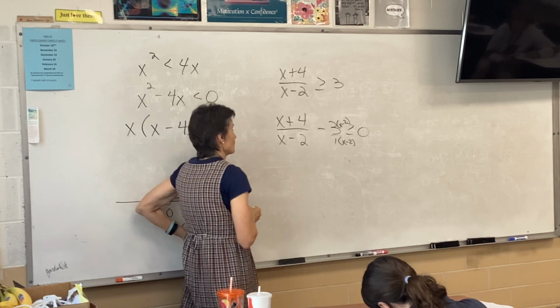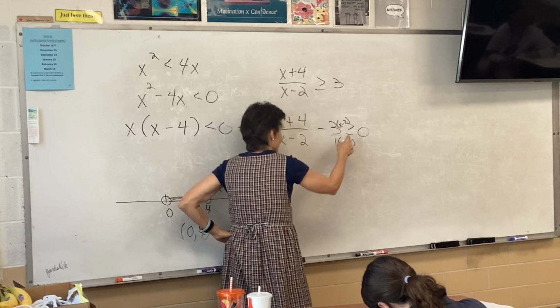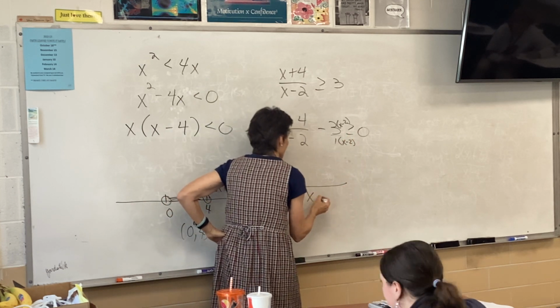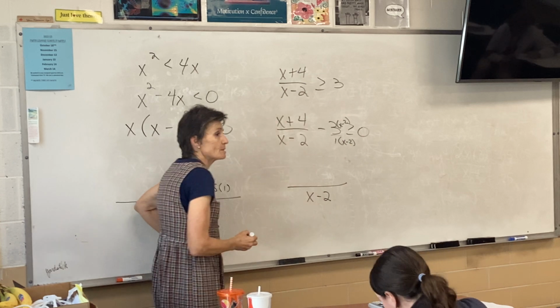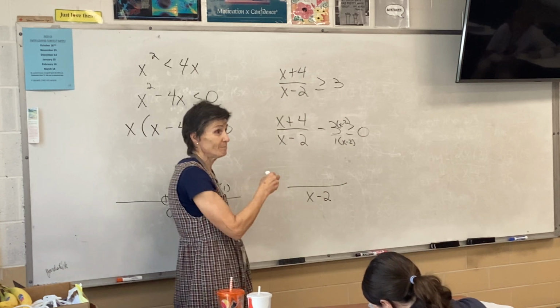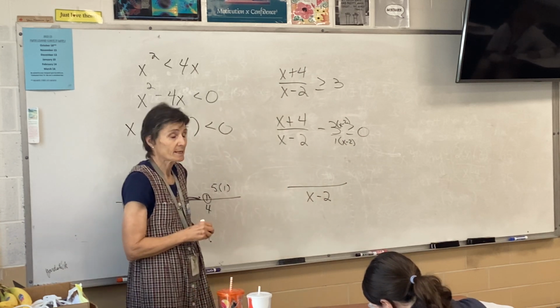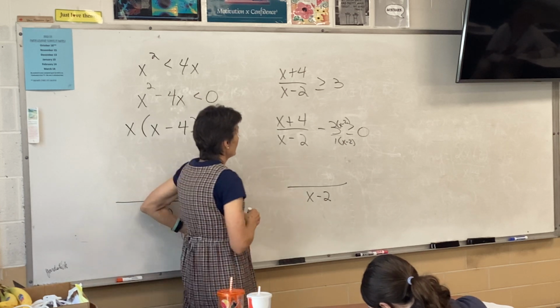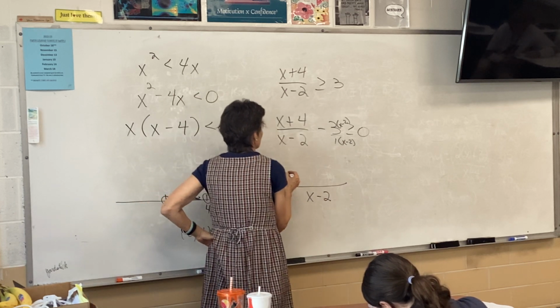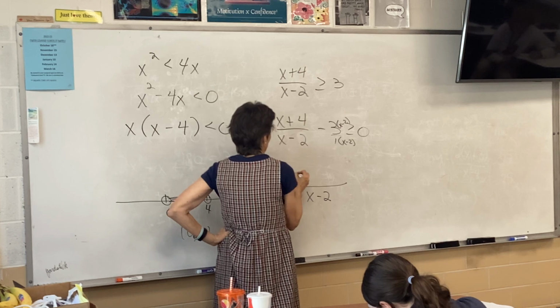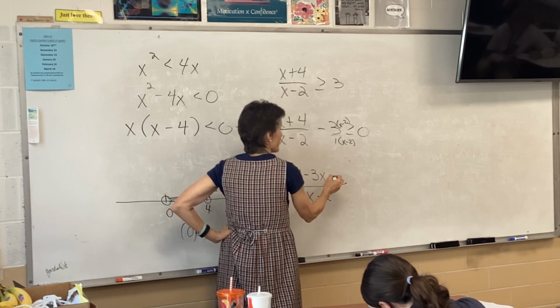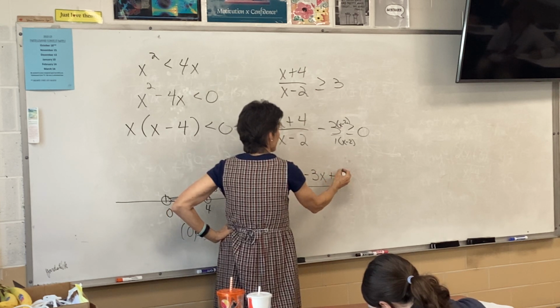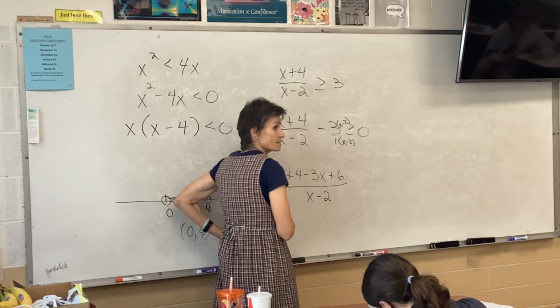Now, remember, with an inequality, you must keep the denominator. So you can't do what we did with the equations, you gotta keep the denominator. What's our numerator? X plus 4 minus 3x plus 6.